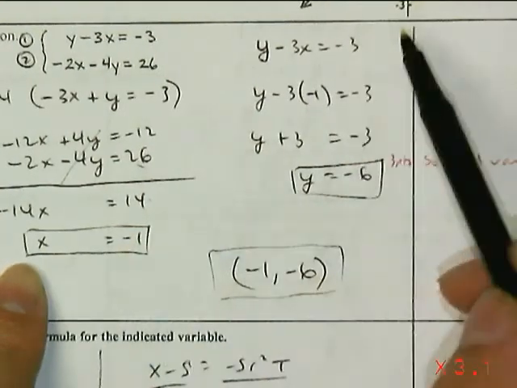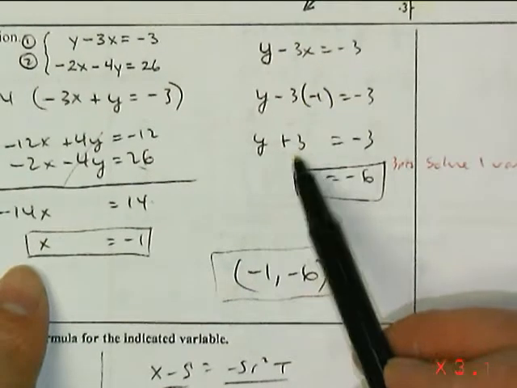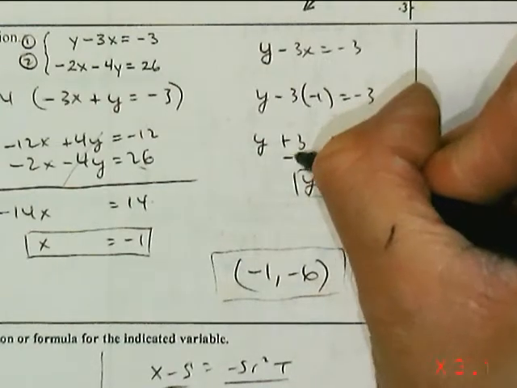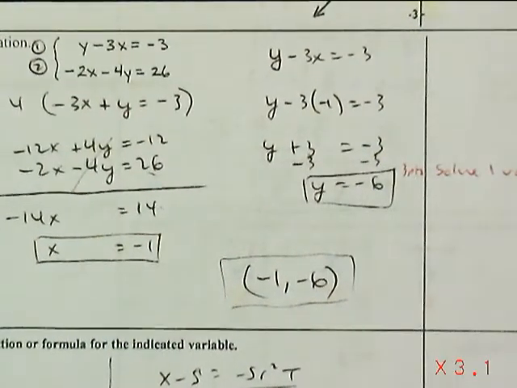Take my x equals negative 1, substitute into an equation. I did the first one. That's positive 3. I don't know why a lot of students miss this part right here. Remember, when you're subtracting 3 from both sides, that becomes a negative 6. Y is negative 6. Negative 1, negative 6.